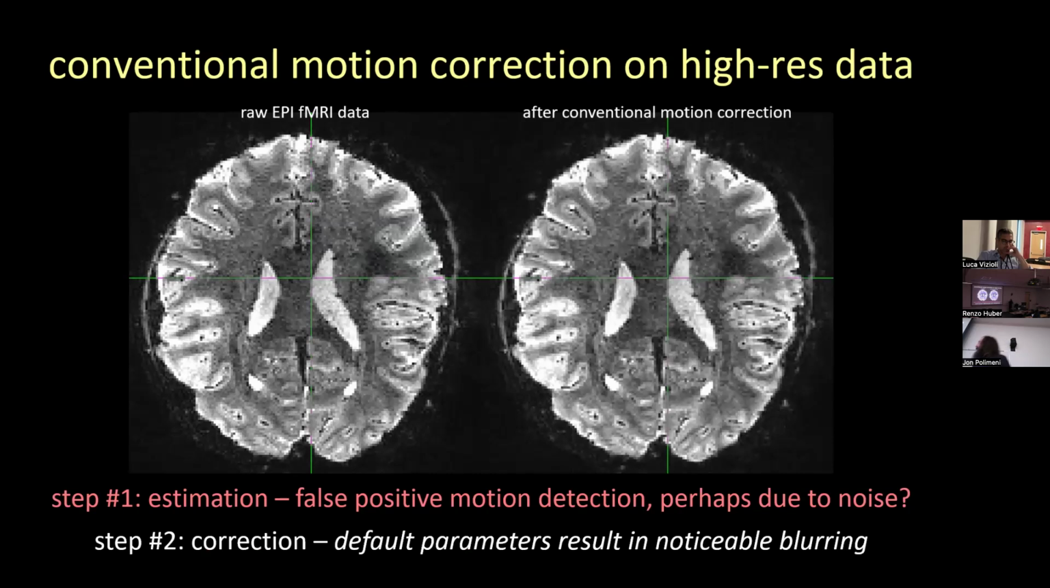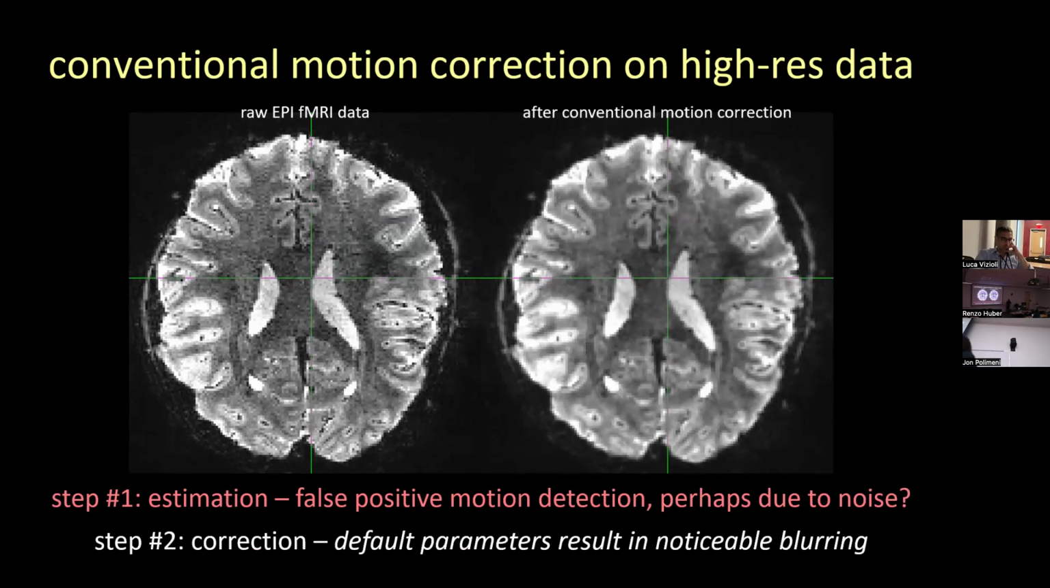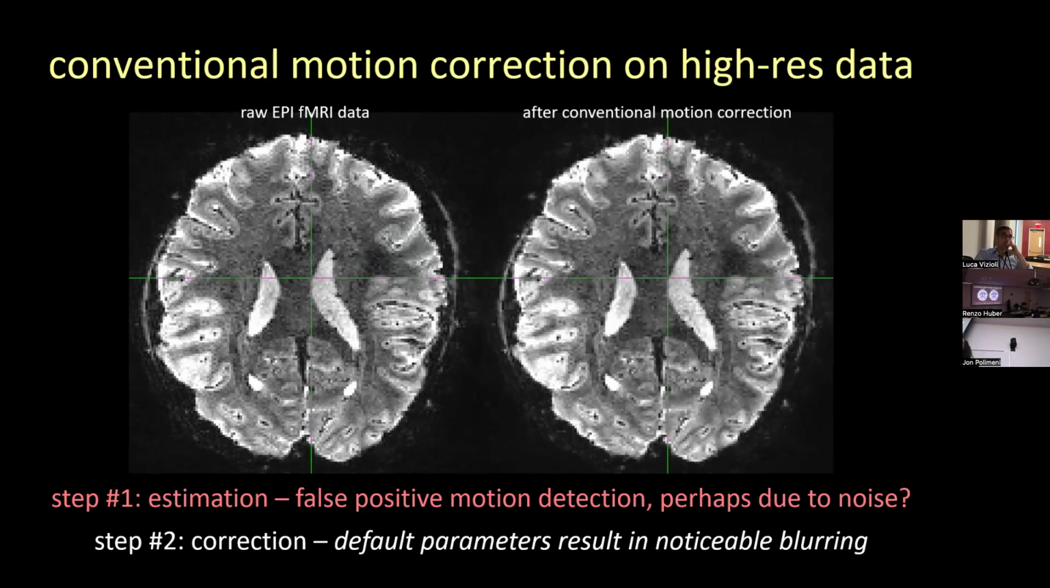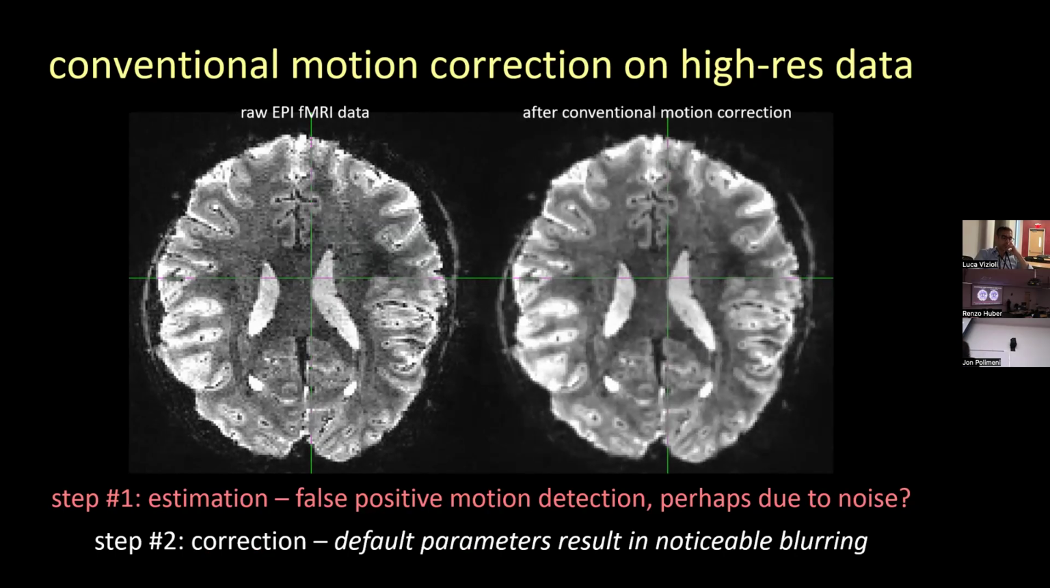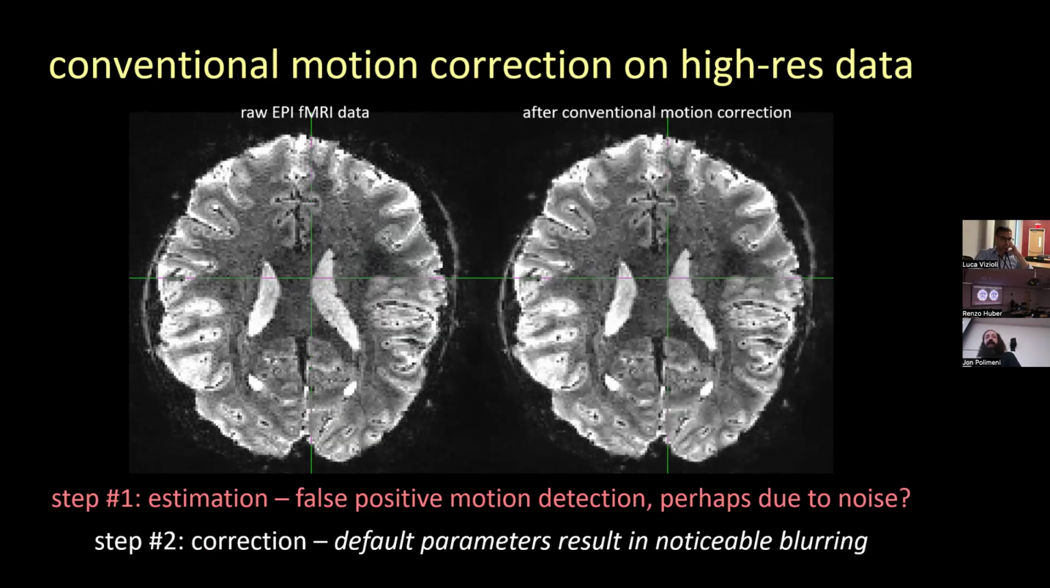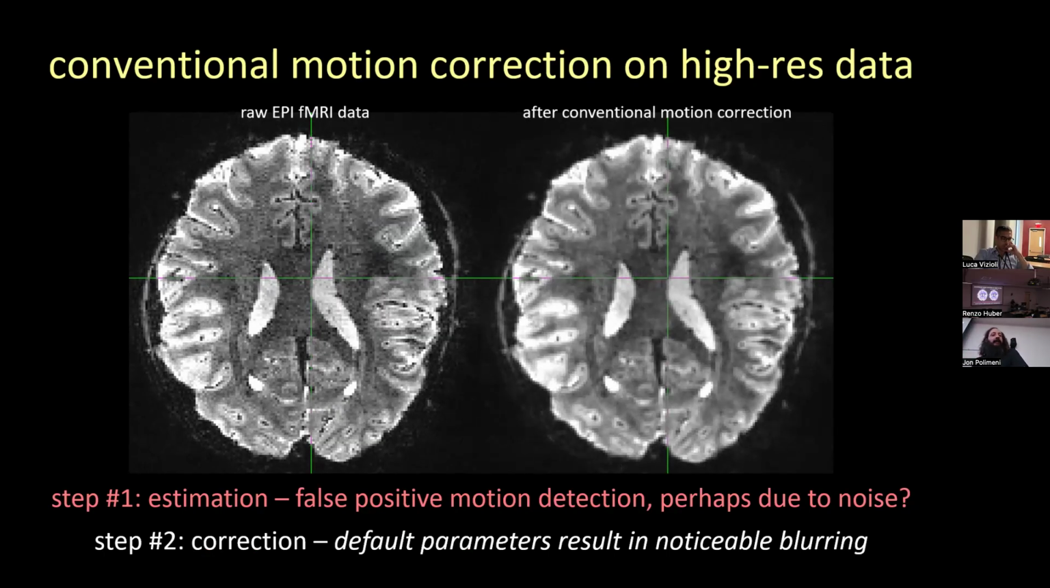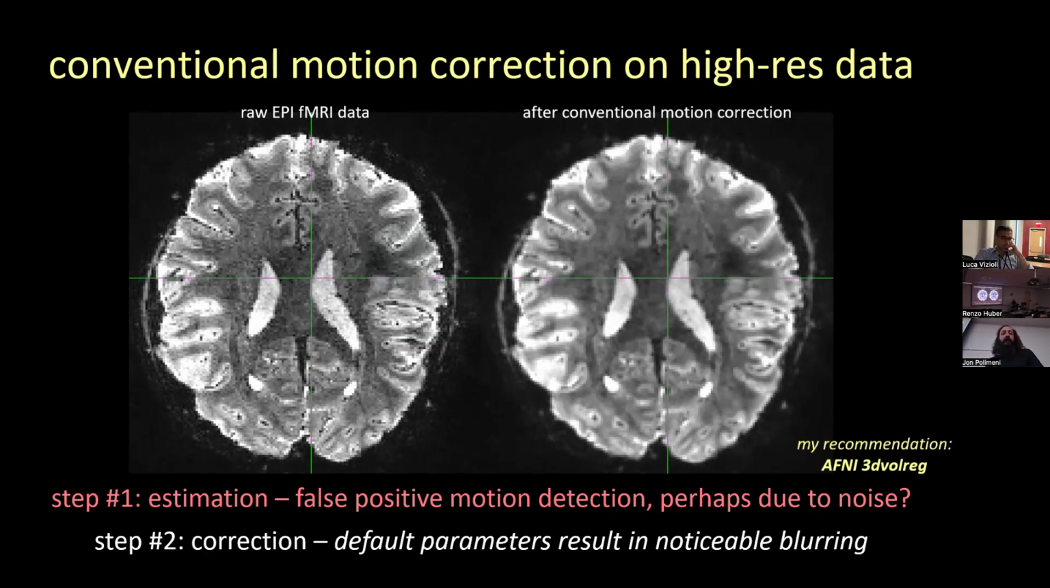You can see here the default parameters that they used resulted in really noticeable blurring of the data. You can see that in one frame, there it is much sharper. Again, the default parameters not only introduced motion, but introduced blurring as well. Now, this particular software package has settings that you can use to mitigate at least some of these blurring effects. But again, standard techniques aren't going to work well on these high-resolution data.